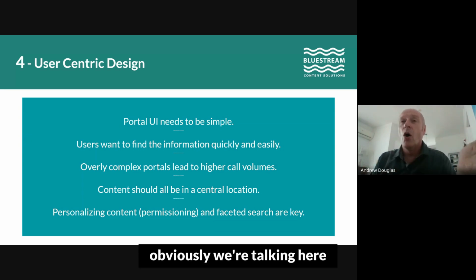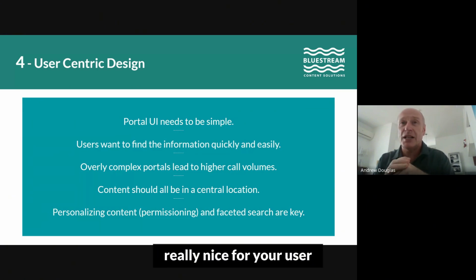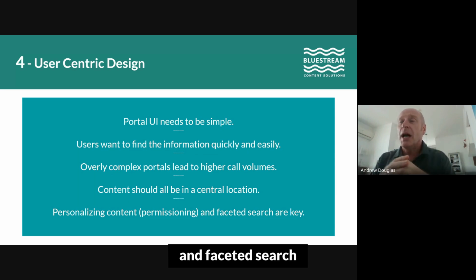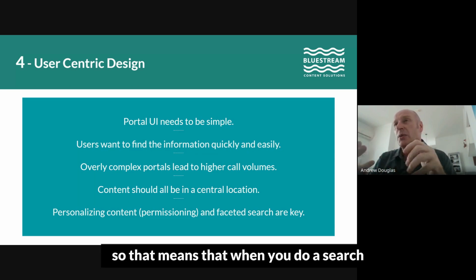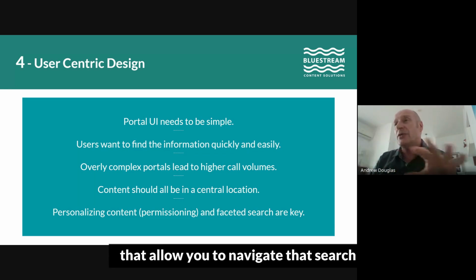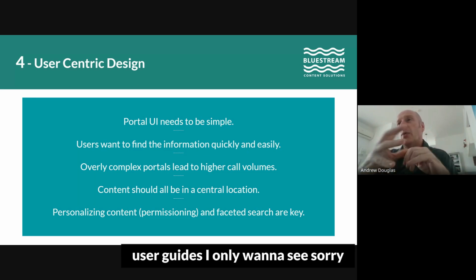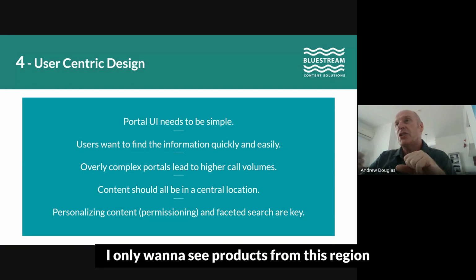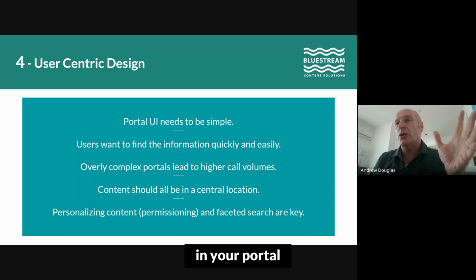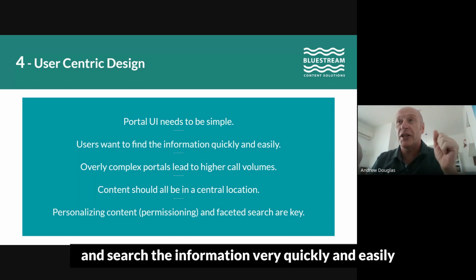Obviously, we're talking here, all the content should be in a central location. And the keys to making this experience really nice for your user is personalizing the content. This is called permissioning, obviously, and faceted search. So that means that when you do a search, you can tick through the areas on the side and have some boxes that allow you to navigate that search. So I want to see content that are user guides. I only want to see products from this region. However that may be, you should have the capability to deliver that in your portal, as it will allow users to access the information and search the information very quickly and easily.